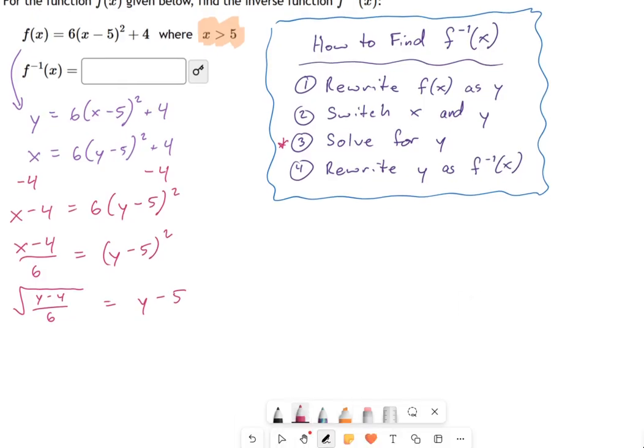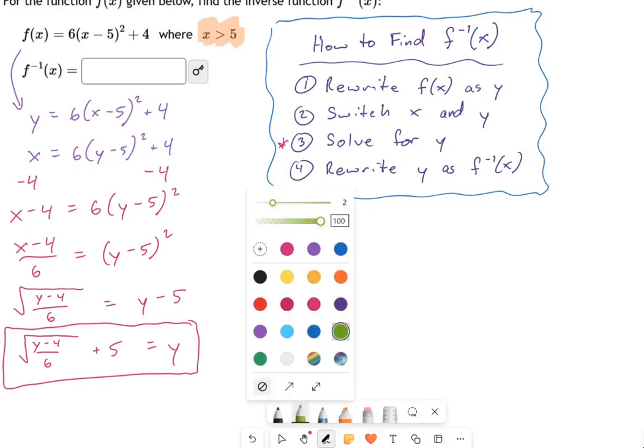Next thing I'm going to do is just add the 5 over. And I say the square root of (x minus 4) divided by 6, plus 5, and that's equal to y. And I finally have y by itself. That's what's required to solve.